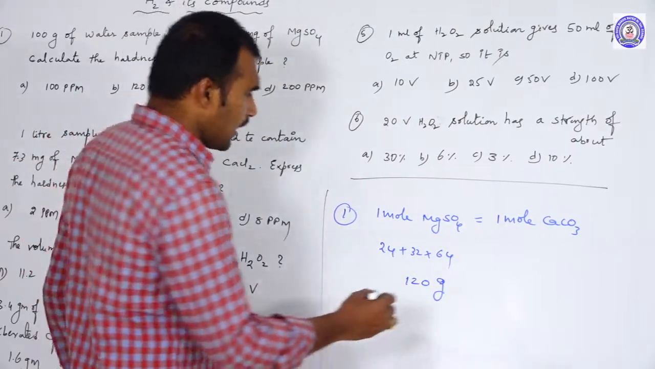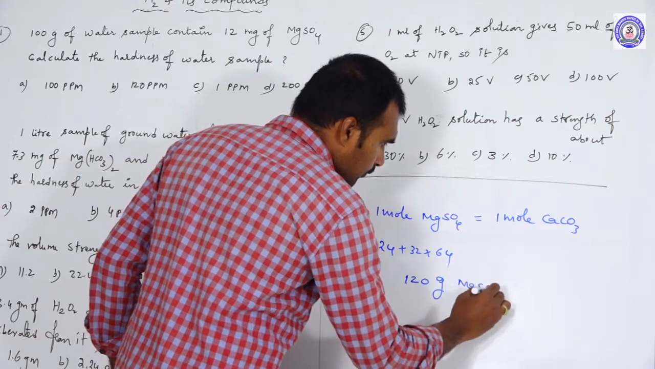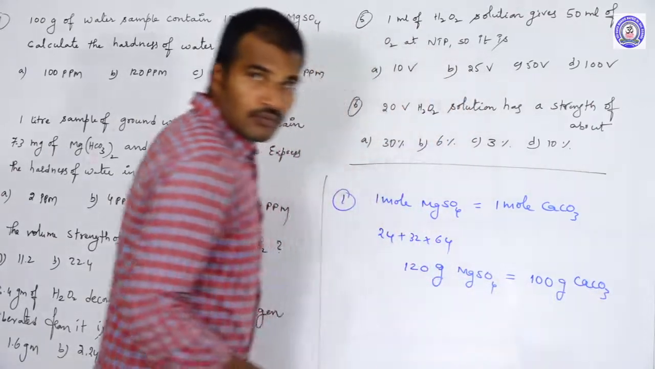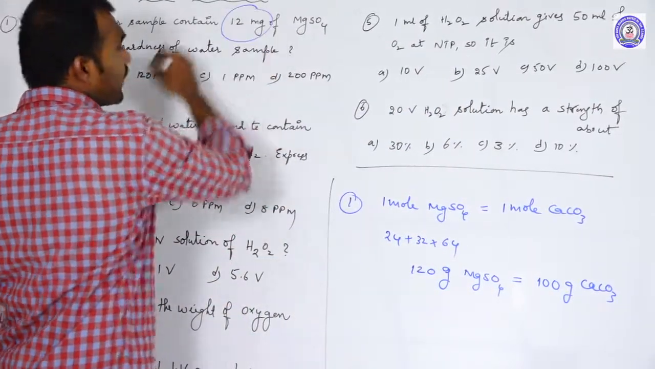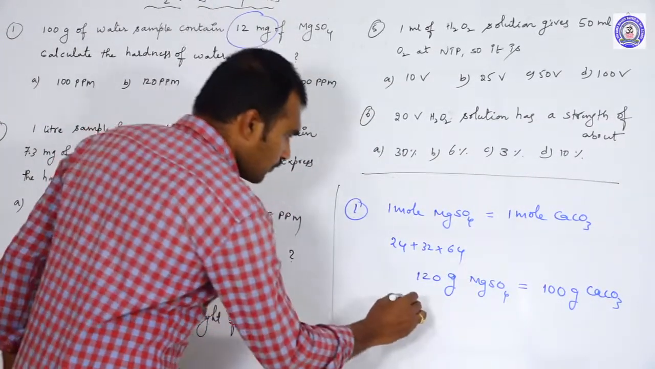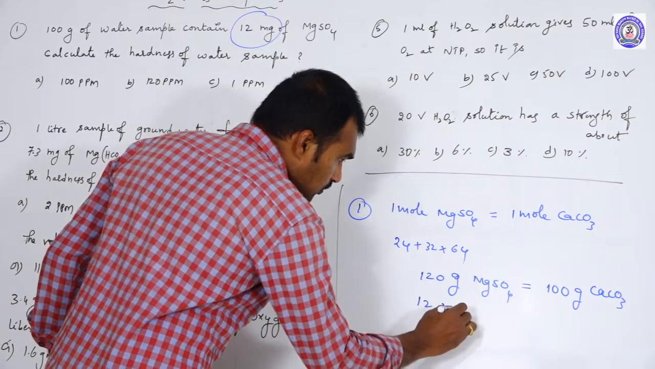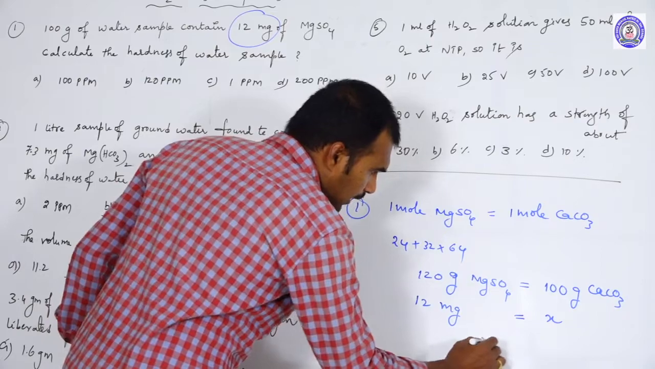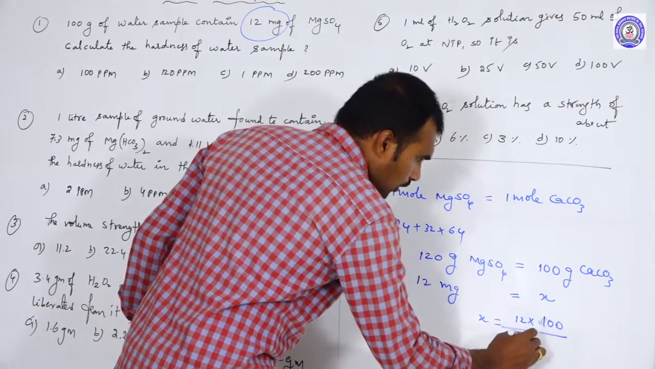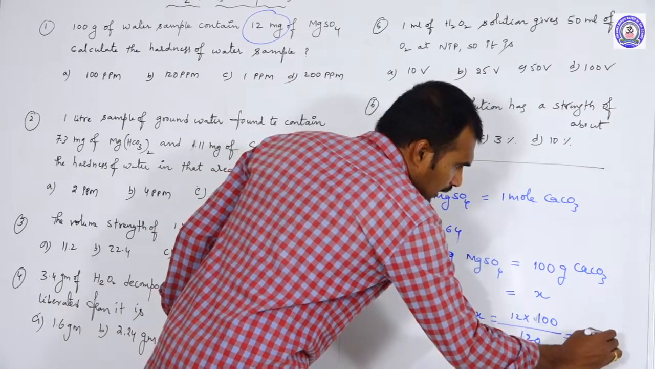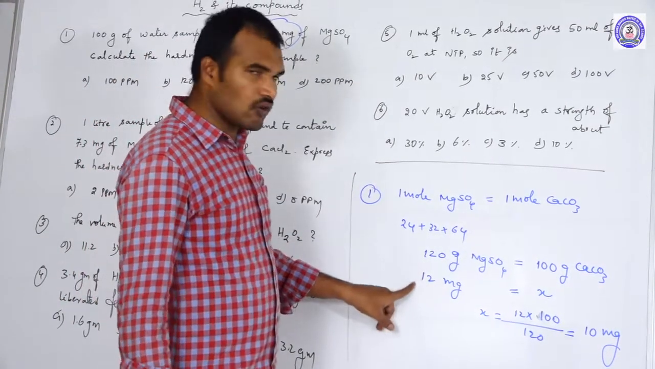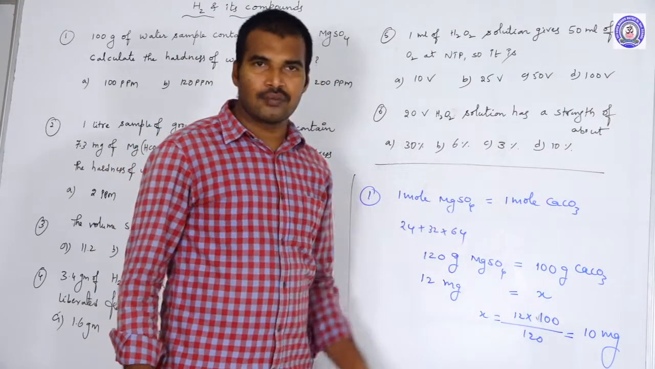So 120 grams of magnesium sulfate is equal to 100 grams of CaCO3. But what is the weight given? 12 milligrams. If 120 grams of magnesium sulfate is equal to 100 grams of CaCO3, then 12 milligrams of magnesium sulfate is equal to X. X will be 12 into 100 by 120, which is equal to 10 milligrams. Clear? So I converted 12 milligrams of magnesium sulfate into 10 milligrams of calcium carbonate.